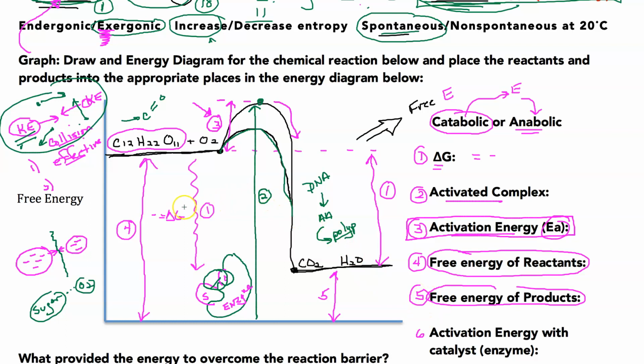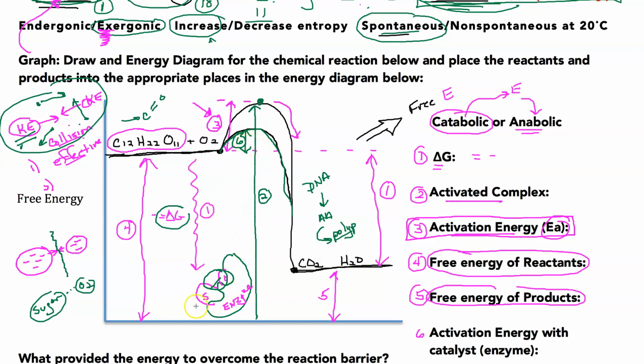So therefore, it doesn't change the delta G. But what it does is it lowers the energy barrier. Now, I'm going to draw a new little arrow here, and this arrow is for number 6. This activation energy has been lowered.